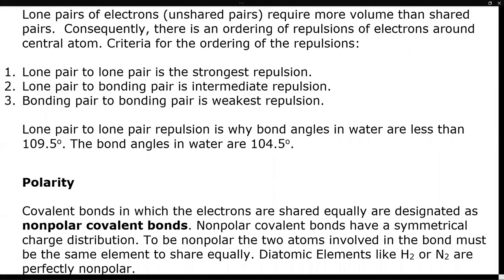Now, as we've been talking about a little bit, the lone pairs or non-bonding pairs or unshared pairs require more volume than the shared pairs. That is, they generate a little bit more repulsion, so it tends to squeeze those bond angles a little bit. Lone pair to lone pair repulsion is, of course, the strongest because lone pairs have more repulsion. Lone pair to bonding pair is in the middle. Bonding pair to bonding pair is the weakest. So the more lone pairs you get, as long as they're not symmetrically arranged around the central atom, you're going to get some squeezing of the bond angles a little bit. For example, in water, the bond angle is more like 104.5 instead of 109.5.